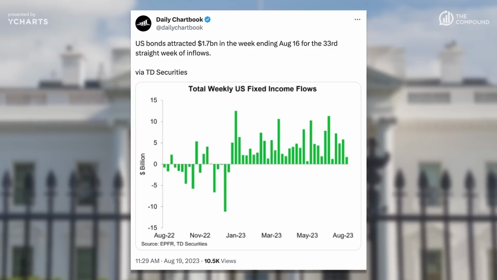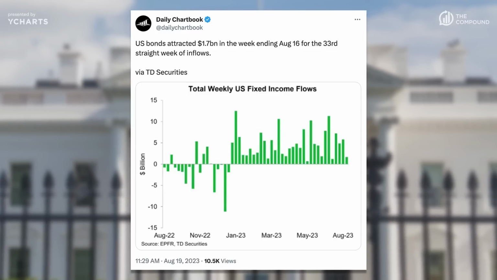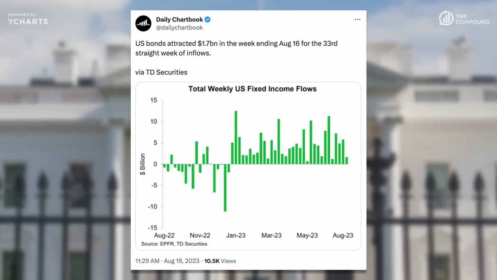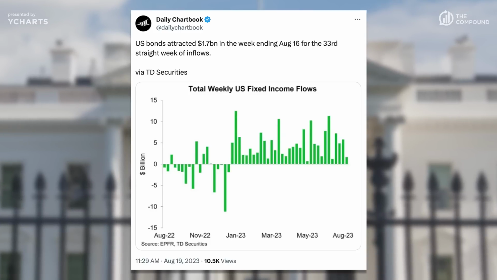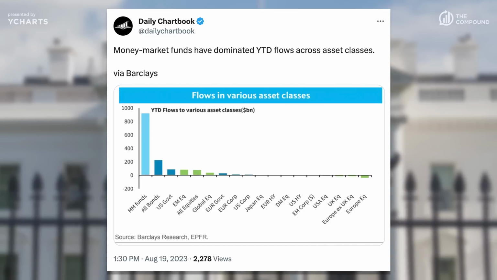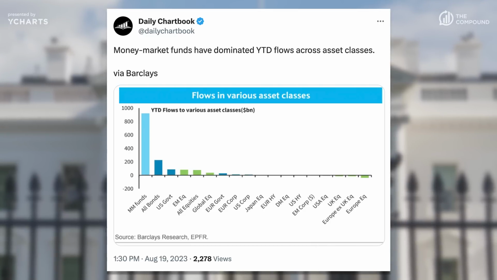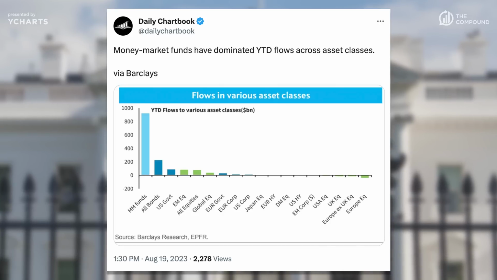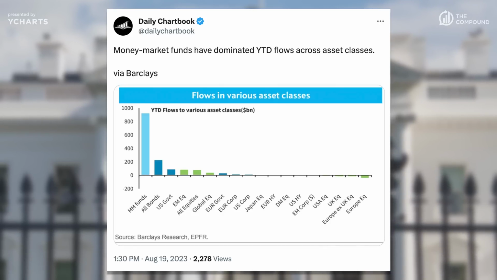Okay, just getting back to the flows for bonds from Daily Chart Book. U.S. bonds attracted $1.7 billion in the week ending August 16th for the 33rd straight week of inflows. So people are buying bonds. And then next one, again from Daily Chart Book, mutual money market funds have dominated year-to-date flows across asset classes. This is wild. It's money market funds, all bonds, U.S. government, and then everything else rounds to zero against that scale, because money market funds have brought in $1 trillion. Now, money market funds obviously can't move markets because that's set by the Fed. But even bond buying is not going to. The bond market is so gigantic; it can't possibly influence interest rates.